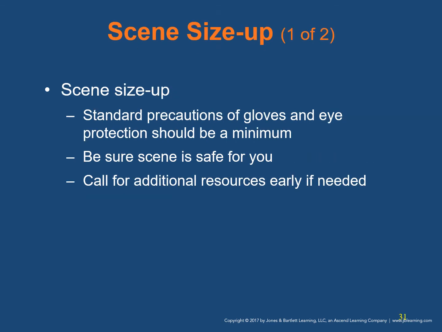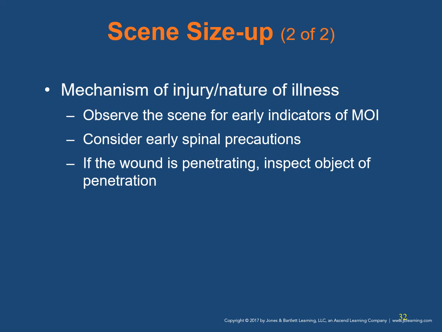Scene size-up. Standard precautions should be taken at the scene. Gloves and eye protection should be a minimum. Be sure the scene is safe for you. Call for additional resources early if needed. Mechanism of injury, nature of illness. Observe the scene for early indicators of the MOI. Consider early spinal precautions. Consider all of the injuries the MOI could have produced.